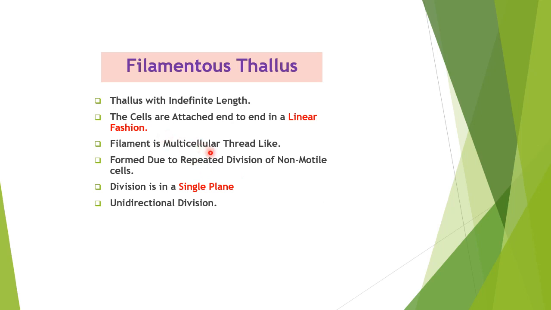A filament is a multicellular, thread-like structure formed due to repeated division of non-motile cells. Division is in a single plane. That is why it forms a thread-like structure, and it is unidirectional. Division is unidirectional. That is why the structure of the thallus appears thread-like, not multidirectional.